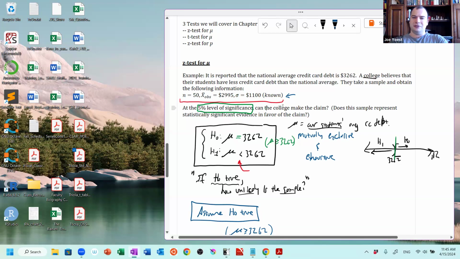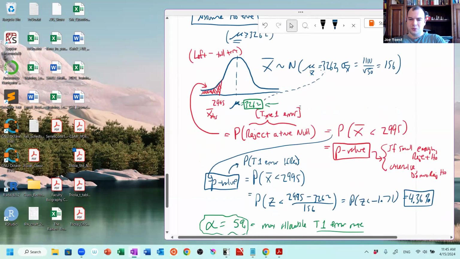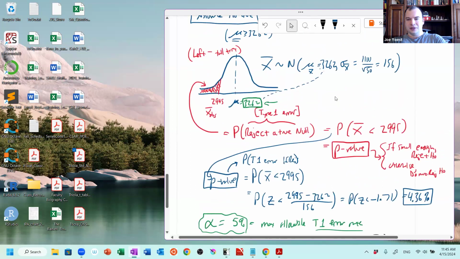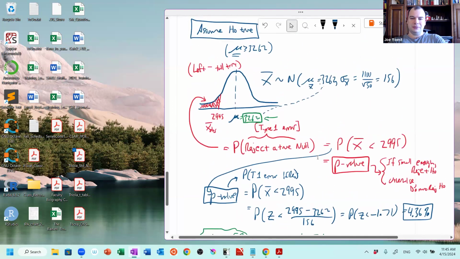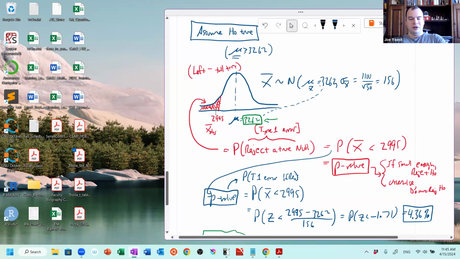Are there any questions so far? Okay, so I answered this one way. I answered this with the p-value way, where I computed the probability of a type 1 error under the assumption that H naught is true, the probability that we would see a sample like this or more extreme.